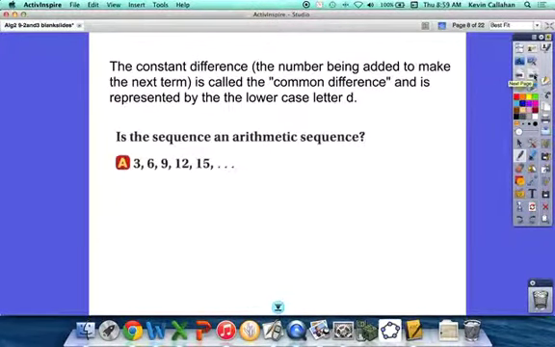So if it appears like you keep adding the same number to get the next term, whatever that constant difference is, it's called the common difference. We use lowercase letter d to represent the common difference. Like in the last one we looked at, d was 2. That was what we kept adding to get the next term.